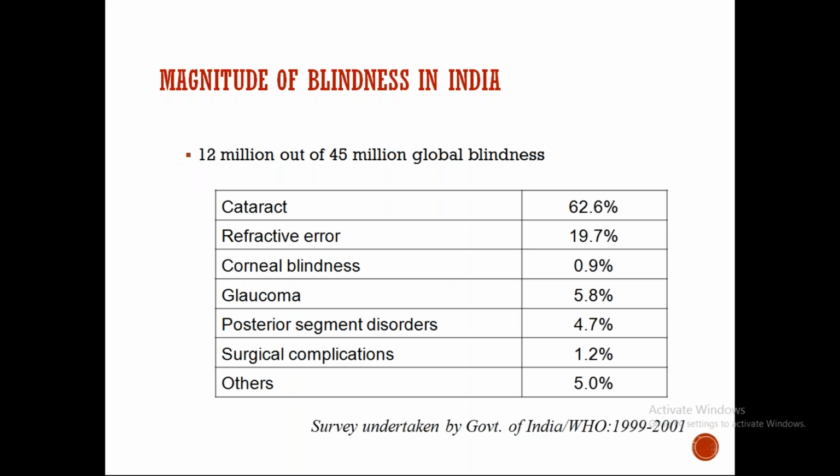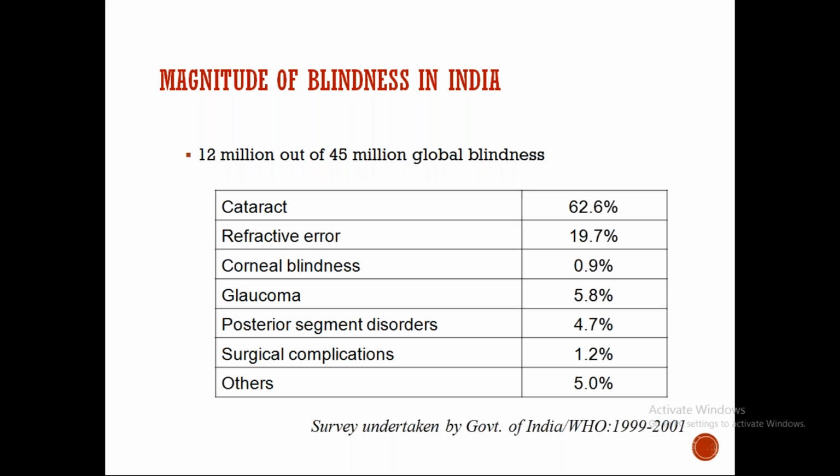Now, what is the magnitude of blindness in India? In India, this is as per the survey by the Government of India in 1999-2001. It's almost 20 years old, but it is almost near the same, somewhere around 55 to 60% as of now, which is caused by cataract. Around 12 million out of 45 million global blindness are present in India. There are recent surveys also, but the percentages don't vary much.